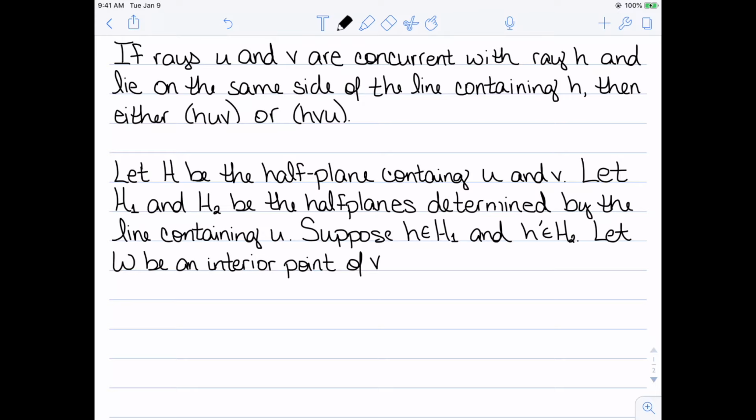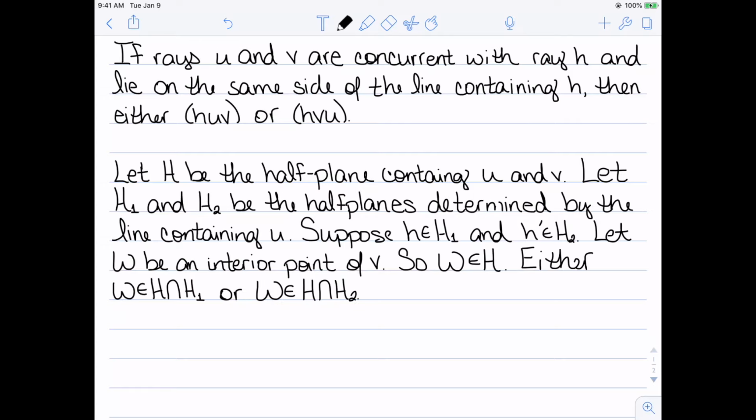And we're going to let w be a point on the interior of ray v. Since h is the half plane containing v, w must be in h. So we know w is in h and it has to be in either h1 or h2. So it's either in h intersect h1 or in h intersect h2. If w is in h intersect h1, well, h intersect h1 is by definition the interior of angle HU. So by axiom 10, we have HVU.